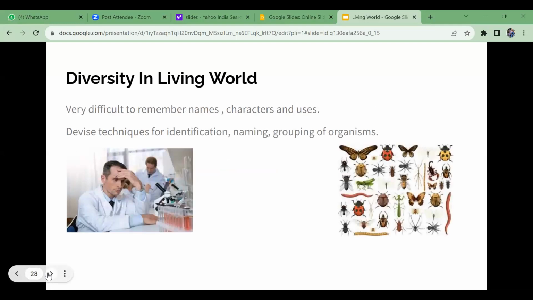Now, let's study about diversity in living world. It's very difficult to remember the names, characters, and uses, because organisms are so diverse, and there is a necessity for identification, naming, and grouping of organisms. So grouping is very important. Even grouping is very difficult. Today, I found it very difficult in the Vile Parle branch to group people into 4 groups. Okay, your Vile Parle branch knows it well.